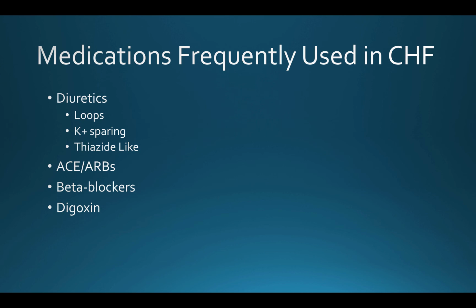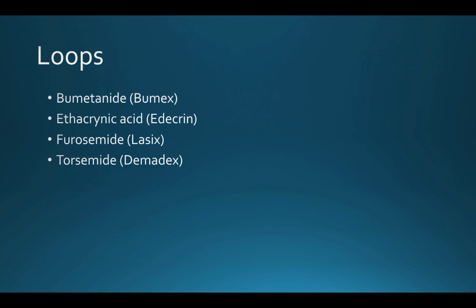Digoxin can be used for symptomatic management of heart failure. I would say I definitely see it used more often in the setting of atrial fibrillation. So there's the loop examples. Definitely keep those in mind.